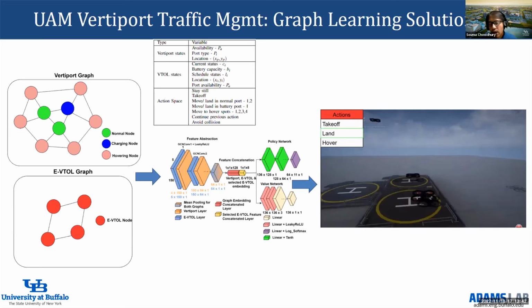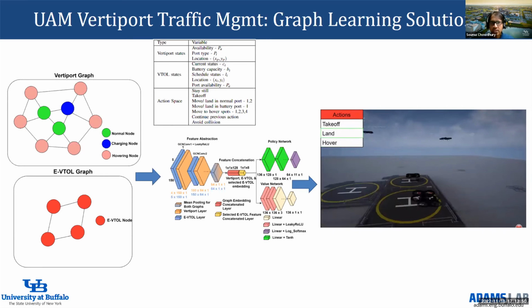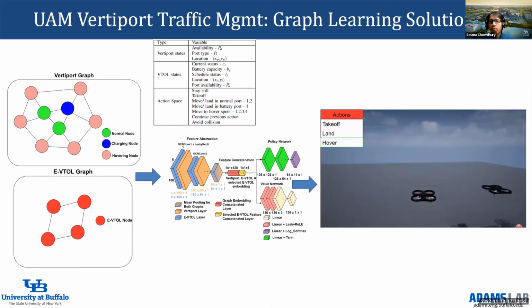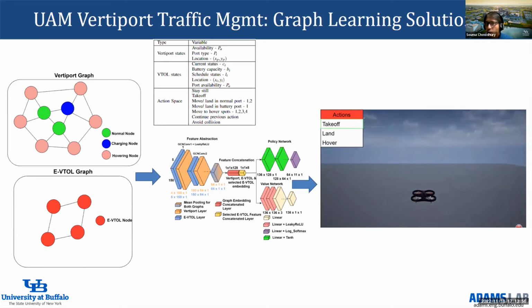This goes through a graph convolutional network, and then that information goes to a separate policy network and a value network in order to decide the optimal actions, which is land, take off, temporarily hover at this particular location, or loiter at this particular location, and so on, which are the decisions resulting from the policy.